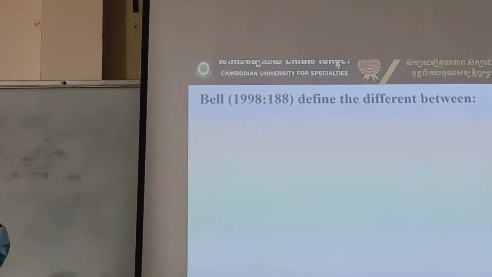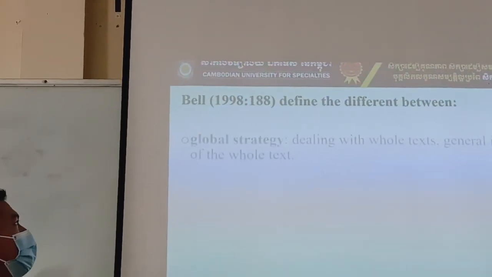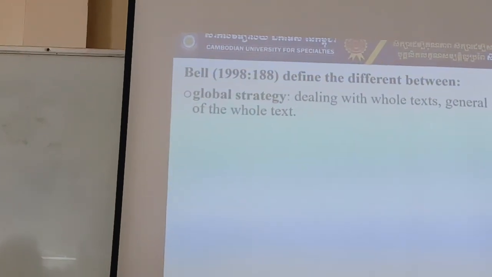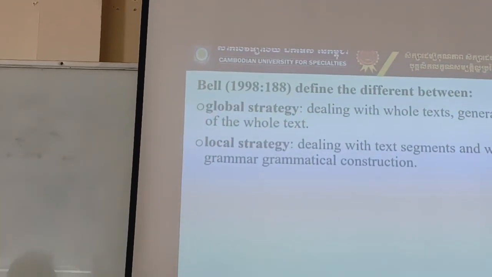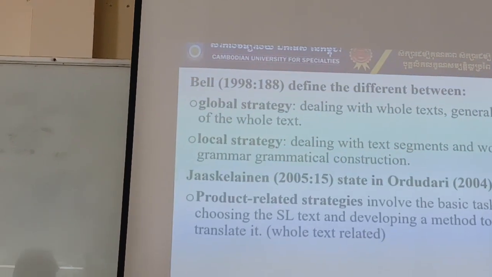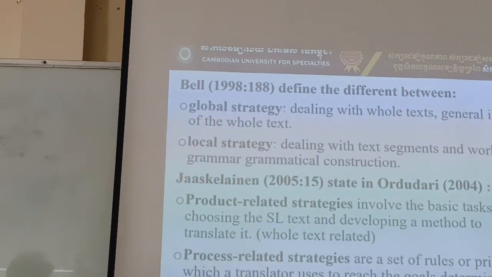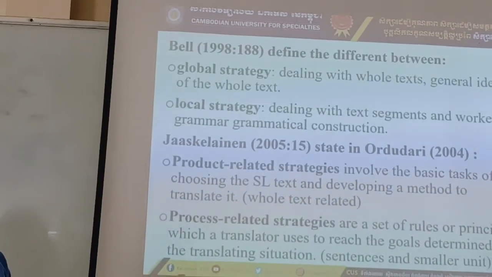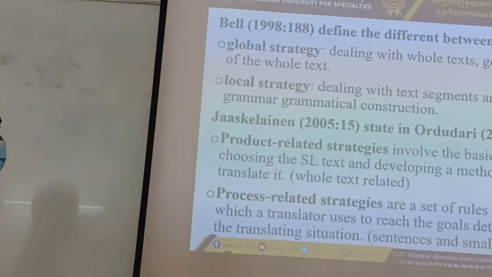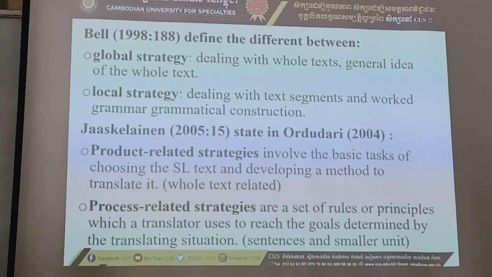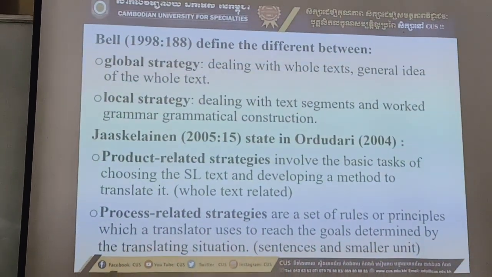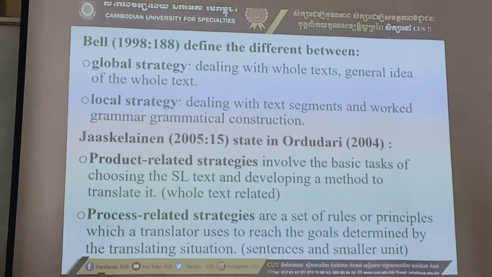Okay, according to Bell, in 1998, he defined the difference between global strategy and local strategy, where the global strategy deals with the whole text, the general idea of the whole text, whereas the local strategy deals with segments of words or sentences or grammatical constructions in the text.